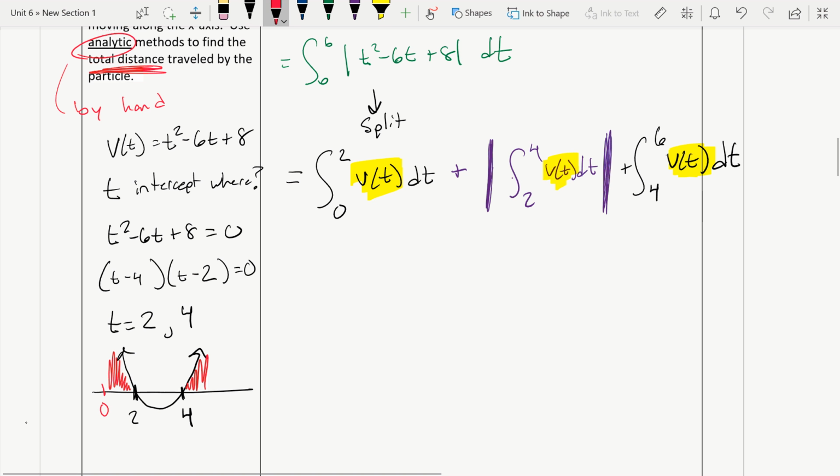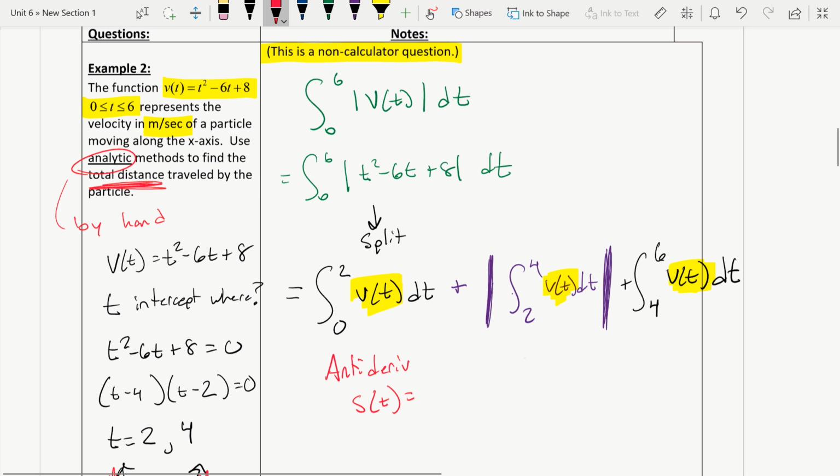Let's say our antiderivative, let's just call it s of t. Let's give it a name because we're going to use it a whole bunch. Our antiderivative of the velocity function, regular v of t, not v of t in an absolute value, would be, let's see, power rule 3 times. So t cubed over 3 minus 6t squared over 2, which we could reduce, 6 over 2 is just 3, and then plus 8t.